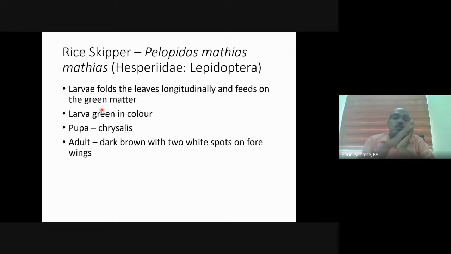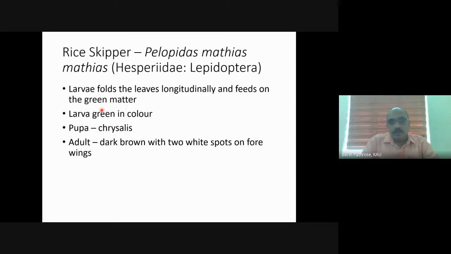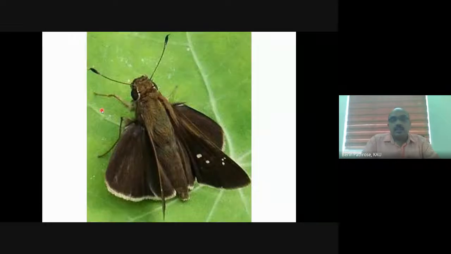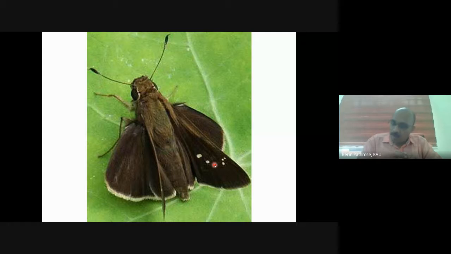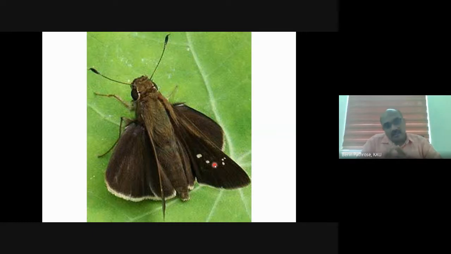And the adult, as I already showed you in the picture, is dark brown in color with two white spots on the forewing. I will show it again. Just a minute. Okay. So it is hooked antenna, dark brown wings with white spots on the forewing. So here we have the greenish larvae feeding on the leaf by rolling the leaf. Adults have hooked antennae, brownish in color with white spots on the forewing. This is Pelopidas mathias, rice skipper.